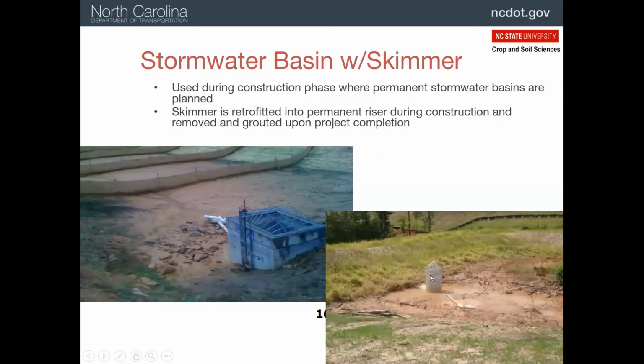And here's a metal riser, same concept. We've attached the skimmer to the weep hole.